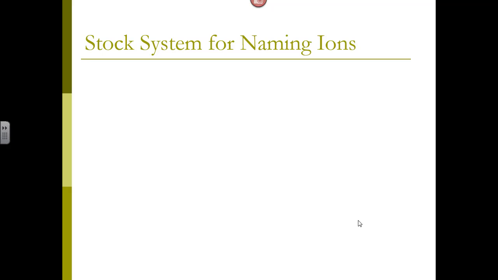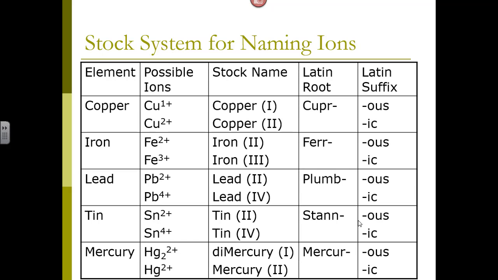One side note: when you have an ion that has more than one possible charge, when we get to naming, we're going to need a way to write down or communicate which charge it used in that particular compound. The system that we use is called the Stock system for naming ions. It's really pretty simple once you get used to it. I know this is a lot of information on one slide. I don't expect you to memorize this information.